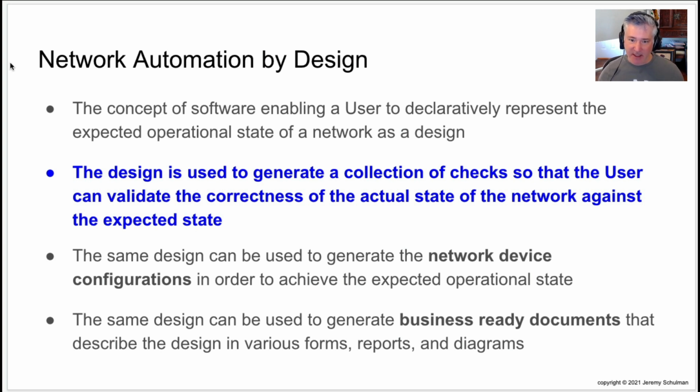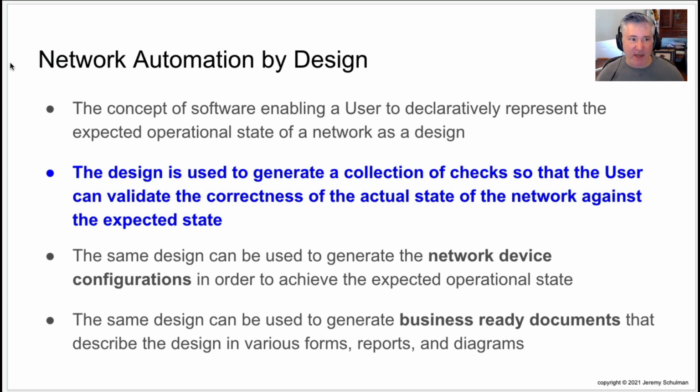If we represent the design as the expected state of the network, then from that design, the main goal here is to automatically generate a collection of checks. The software does this for the user so that the user can validate the correctness of the actual state of the network versus the expected state. For example, if I expect that an interface is connected to another interface in the design, we can validate that using LLDP. That's what I mean by validating the actual state against the expected state.